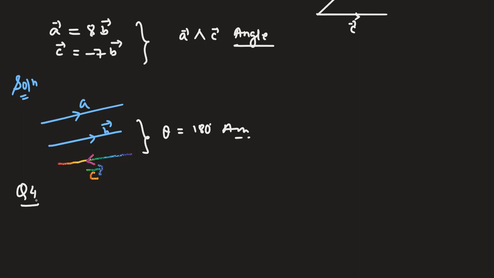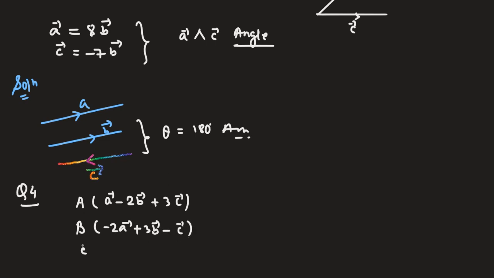So the points with position vectors, 4 points are there. A having the position vector a, 2b, 3c. B vector minus 2a plus 3b and c vector. Now c point has the position vector 4a, 7b and 7c. These are the position vectors of the points.